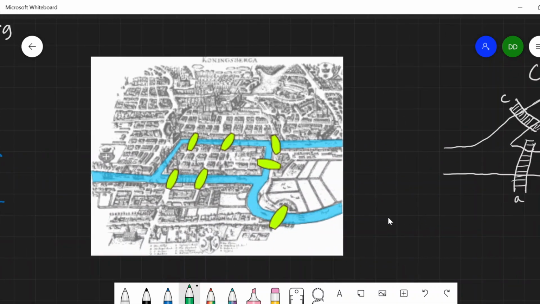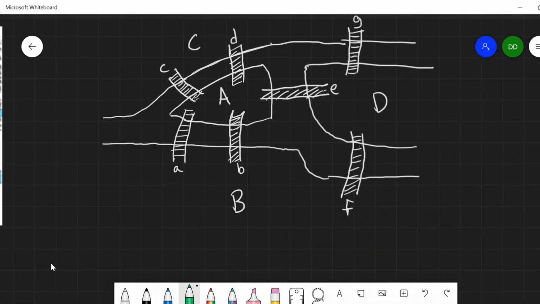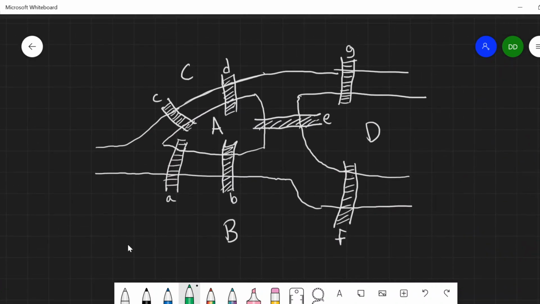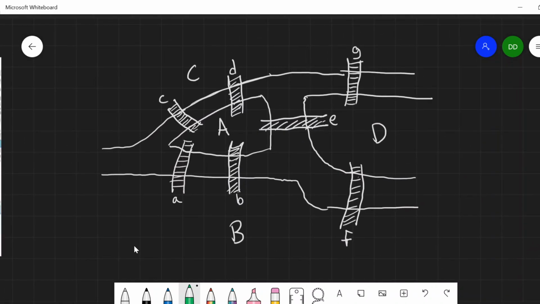So in order to do this, I have another diagram here that more accurately describes the position. We kind of throw out all the extraneous stuff. We don't need those buildings or anything in them. What we really need to keep track of are the land masses, here with capital letters A, B, C, and D, and the bridges, each with lowercase letters a, b, c, d, e, f, and g.